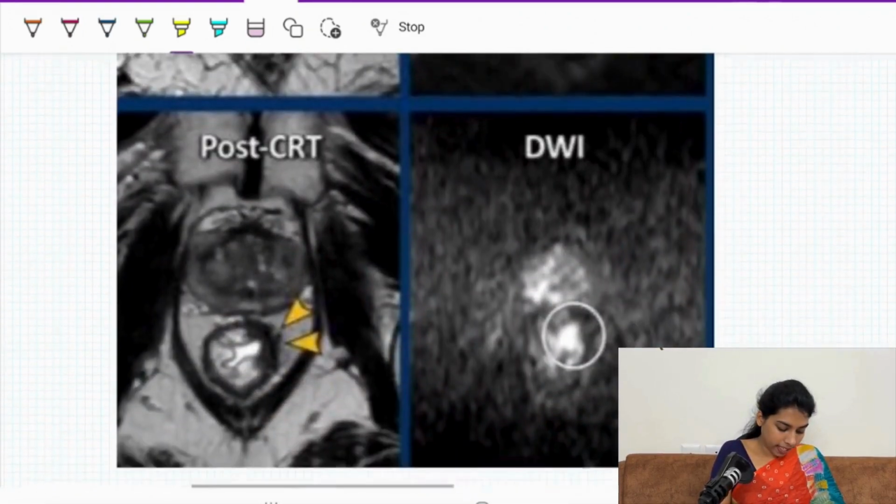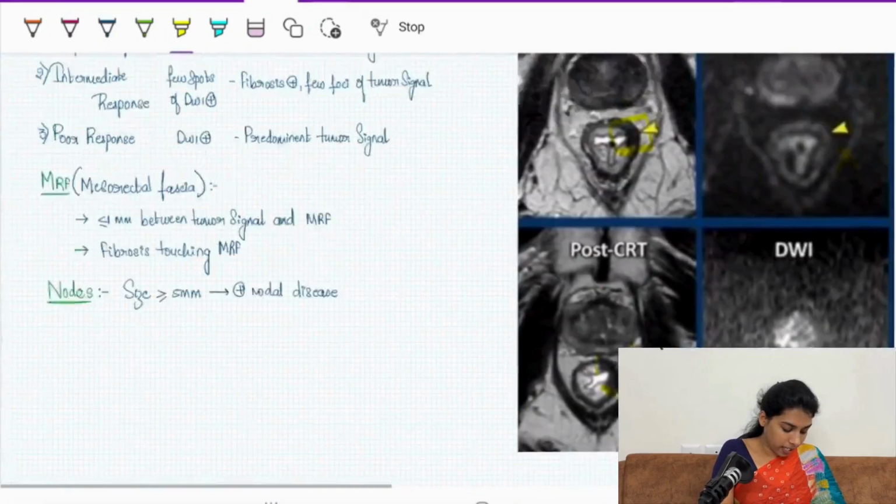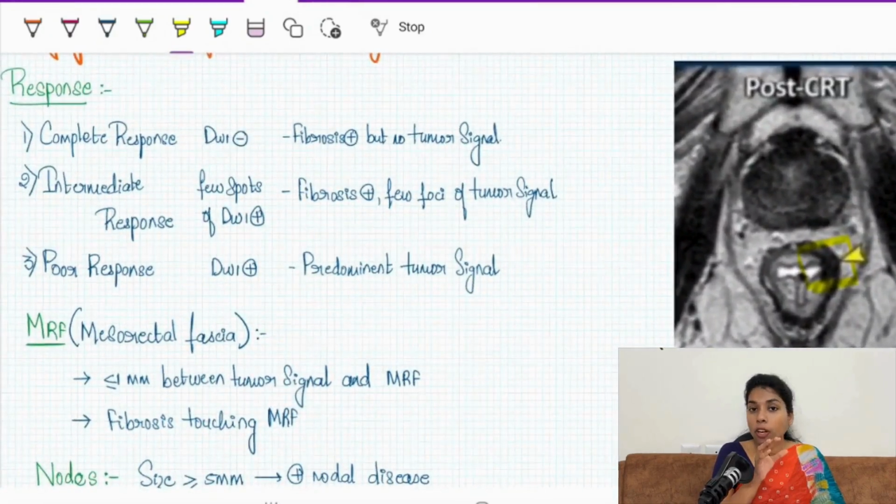So, in the second case scenario, here also you can see that there is a T2 hypointense signal, right? However, on diffusion restriction, you're able to see some amount of diffusion restriction. So, there is some amount of fibrosis because it is T2 hypointense on a T2 weighted sequence. Along with it, there is even diffusion restriction. This is what you call an intermediate response. Coming to the poor response, on a T2 weighted sequence, you will see a tumor signal. There is very little or no fibrosis in that area, and it will show significant diffusion restriction. This is what you call a poor response.